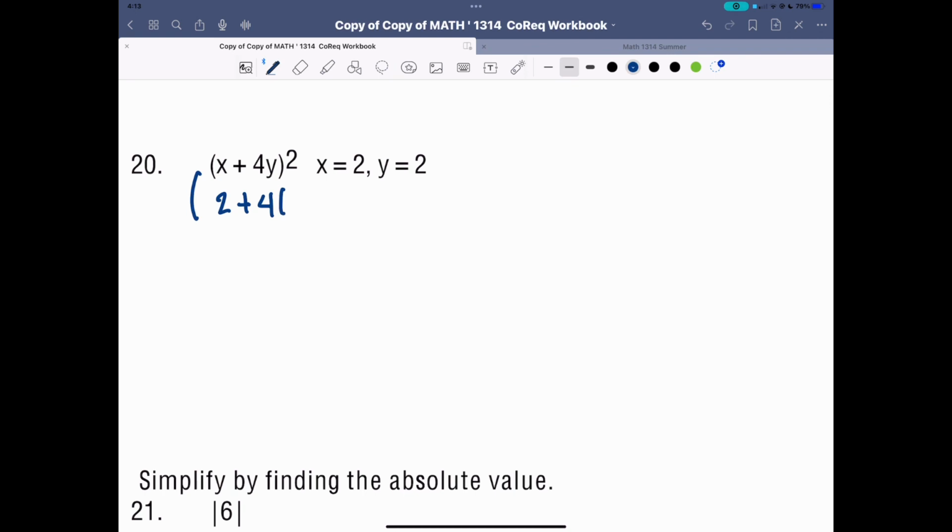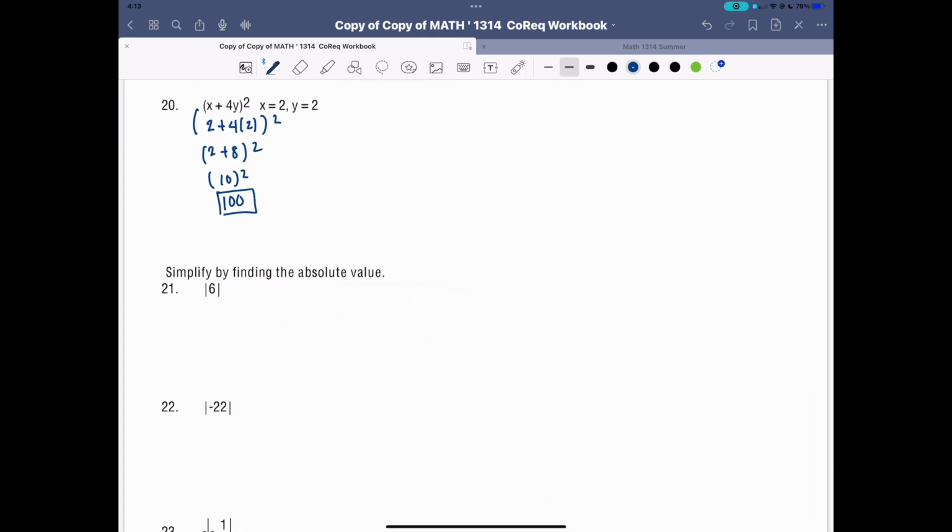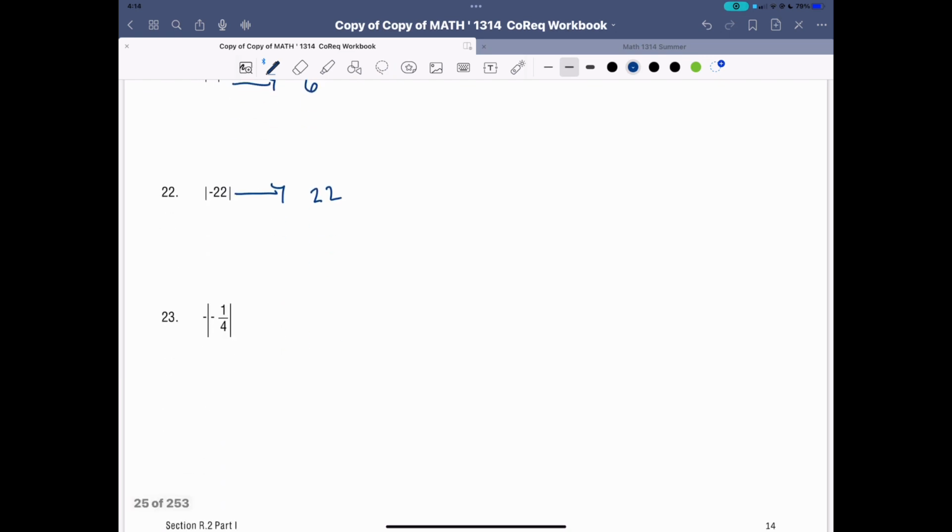2 plus 4 times 2, all that's squared. So I say 2 plus 8 squared. And then I'm still working inside the parentheses, so it's 10 squared. The answer is 100. Now, absolute value just means that everything that comes out of absolute is going to be positive. So that equals a positive 6. Negative 22 out of the absolute value. Think of absolute value bars as just 2 straight lines. They're not brackets or parentheses. They're 2 straight lines. So that becomes 22.